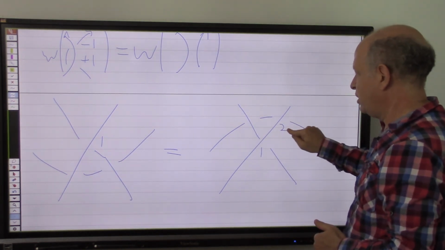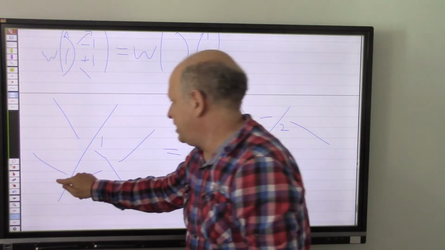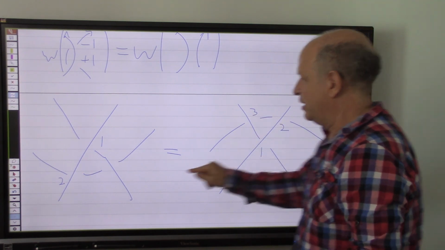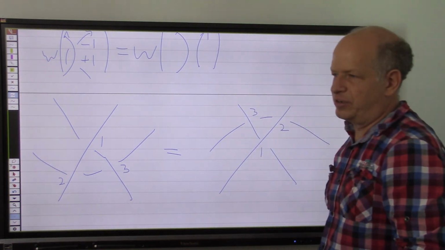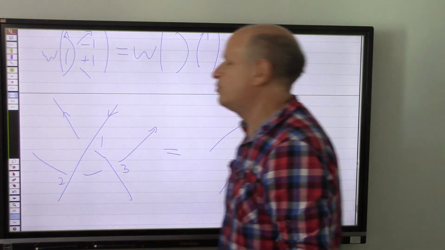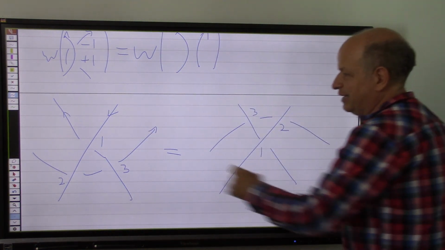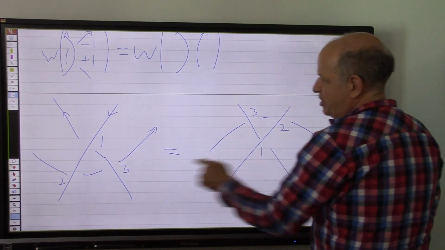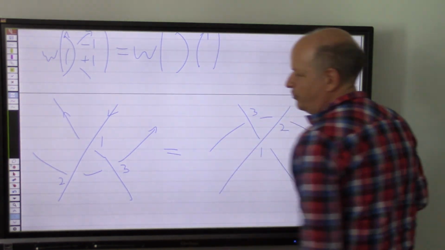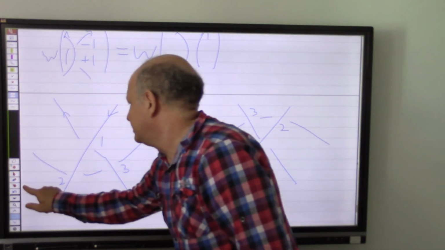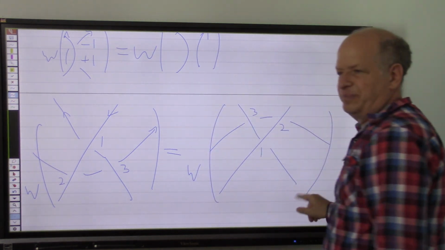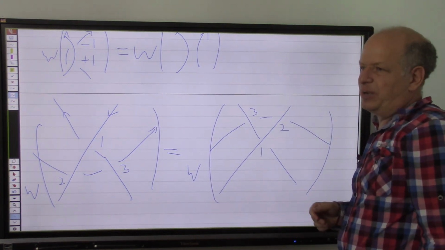Crossing number 2 here is the same as crossing number 2 here. And crossing number 3 here is the same as crossing number 3 here. So it doesn't even matter how the strands are oriented. They can be reoriented whichever way they want. The sign from here and the sign from here are the same, for each of the three crossings. So the writhe of this is equal to the writhe of that. And we have invariance under Reidemeister 3.